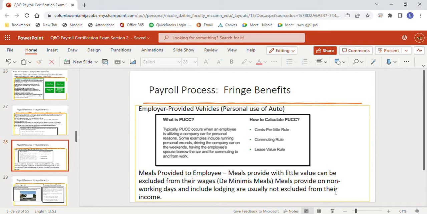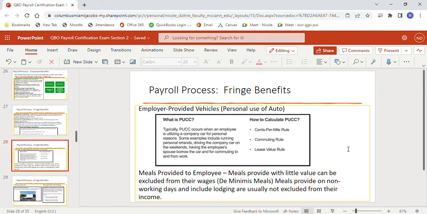Employer provided vehicles. So this is personal use of auto. You can have this down in your notes: the cents per mile rule, the commuting rule, and the leasing value rule. They don't have any current questions that I have, but you can definitely look this up and have this in your notes for maybe future questions.